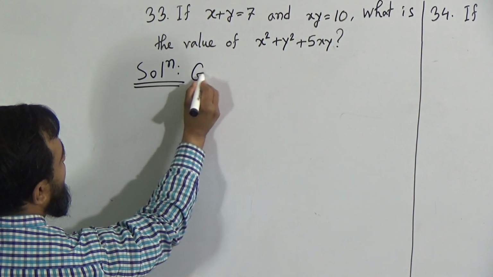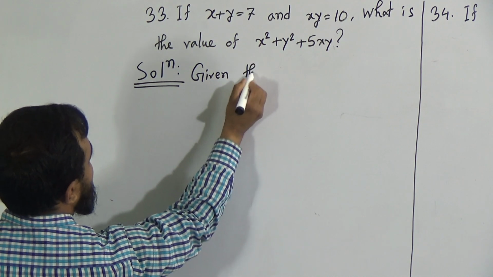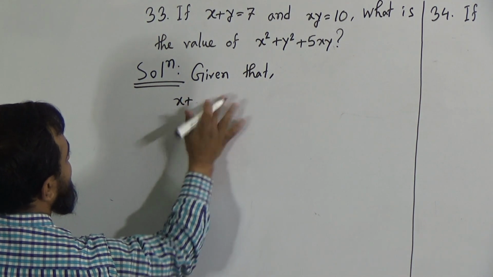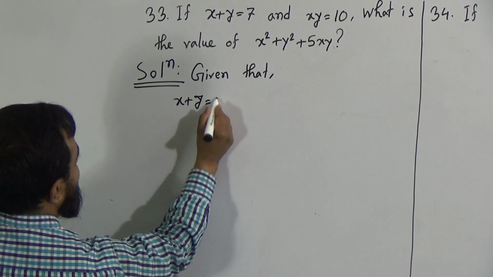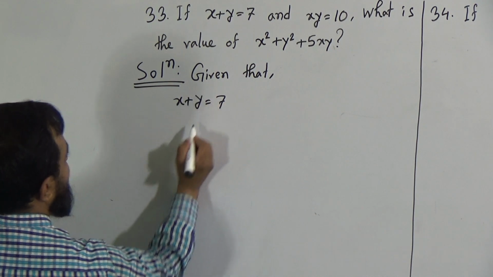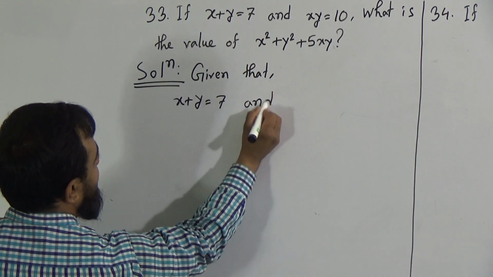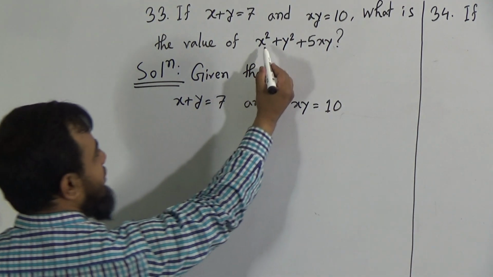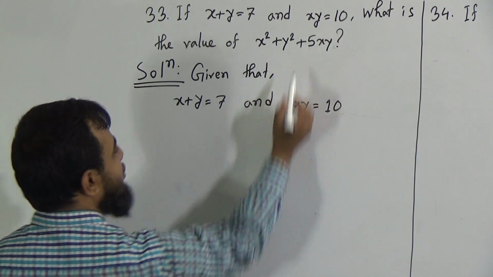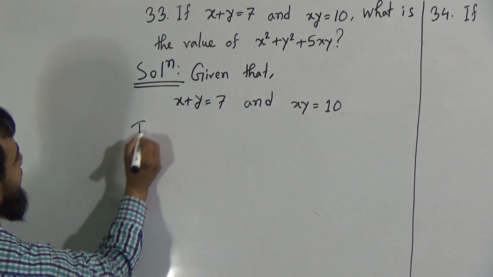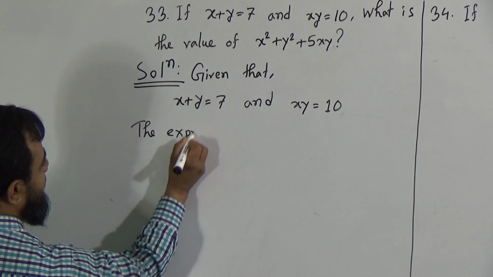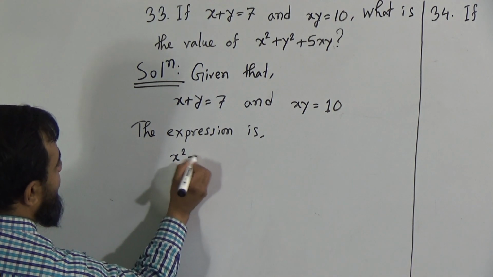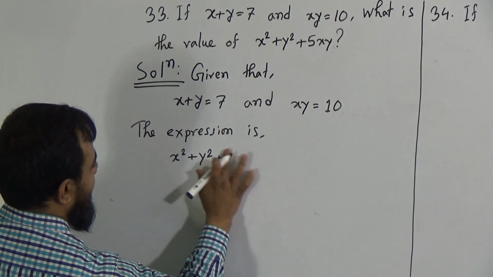Okay, first of all, write down given that x plus y is equal to 7, and xy is equal to 10. My dear students, the given expression is x square plus y square plus 5xy. This expression's value needs to be calculated. Okay, the expression is x square plus y square plus 5xy.